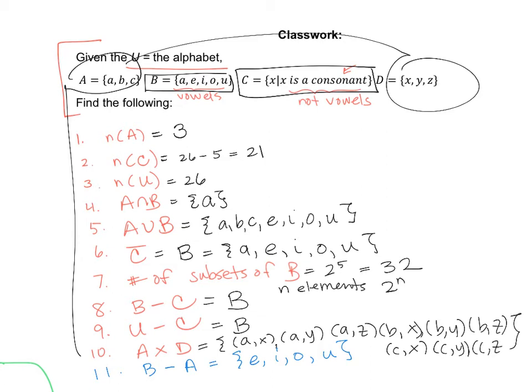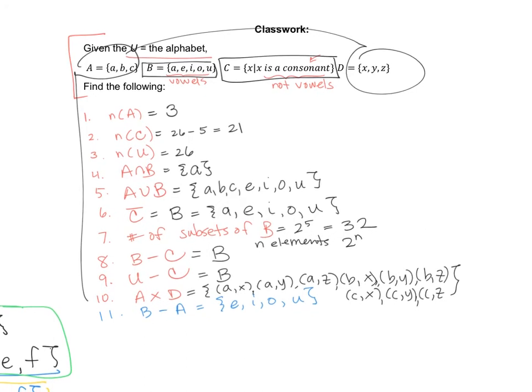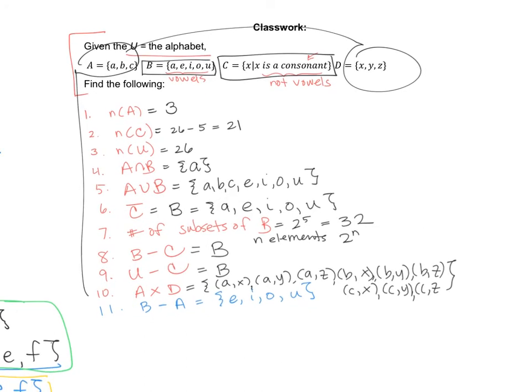There we go. We've listed all of the ordered pairs that could be made up where an element from A is the first component and an element from D is the second component. And there's tons more other relationships that we could write, so there's just a few there that you had tried.